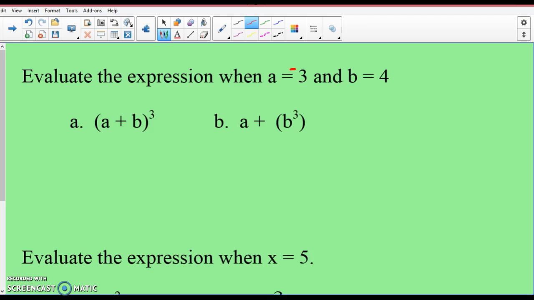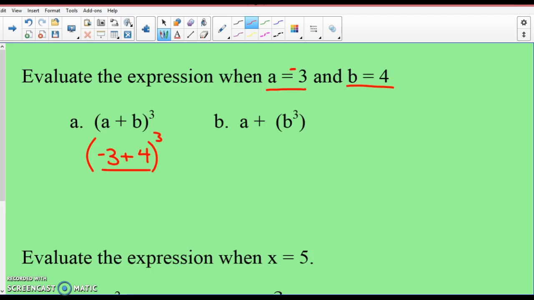I'm going to substitute. I'm going to substitute 4 and negative 3 in for a and b. So, parentheses, a, which is negative 3, plus b, which is 4, quantity cubed. So I've substituted. Now I do order of operations. What would I do first here?